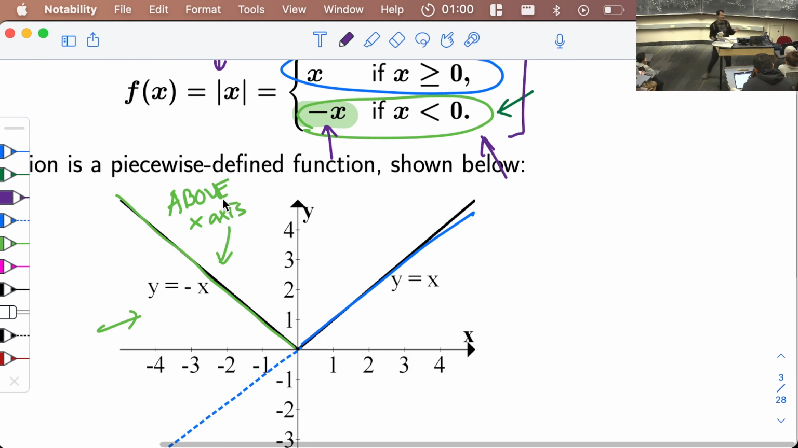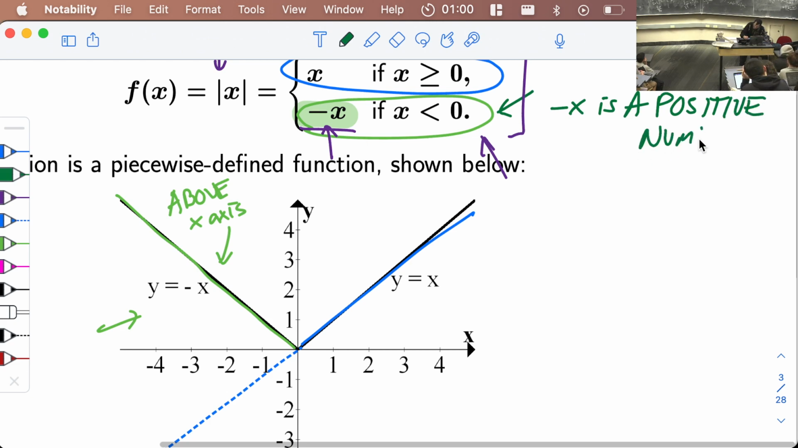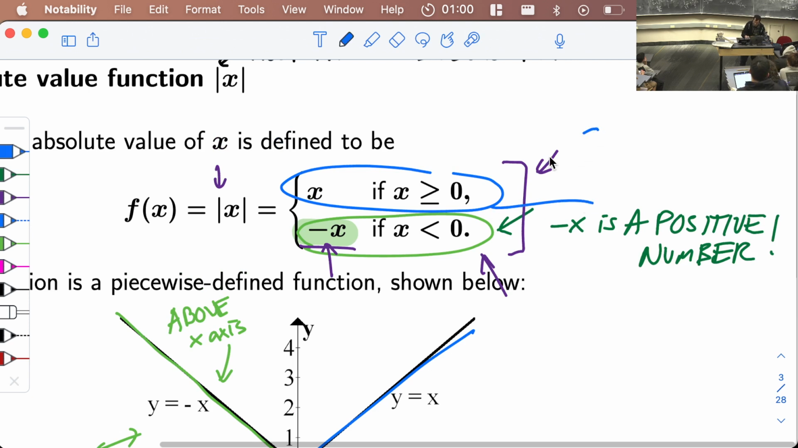You're multiplying a negative by a negative. I really like the way you said that. Negative x looks like, in your brain, a negative number, right? Negative x, negative number. Great. Negative x is a positive number. This is the thing you've got to watch out for in the absolute value function. Of course, on the blue side of the function, it's all hunky-dory. On the green side of the function, negative x is a positive number because x is negative. So don't get confused by this.